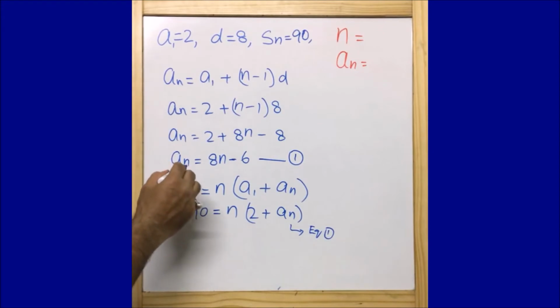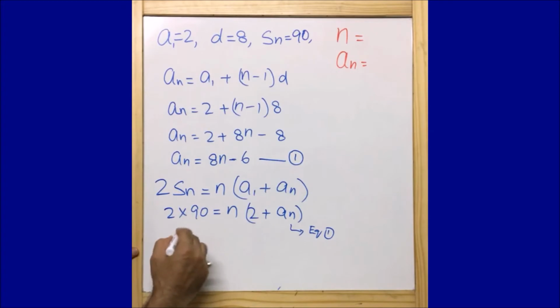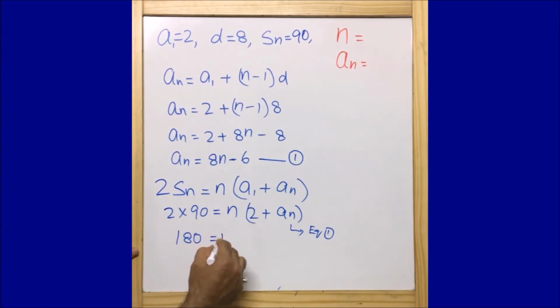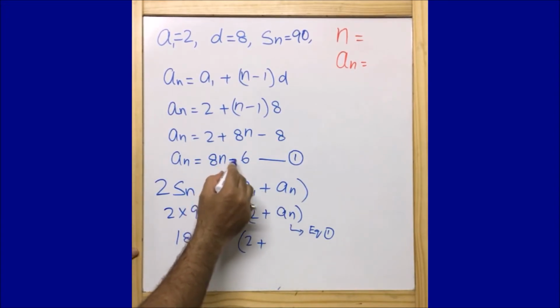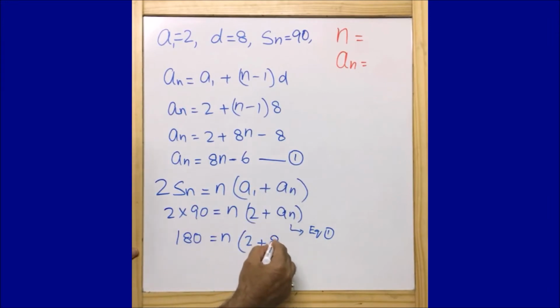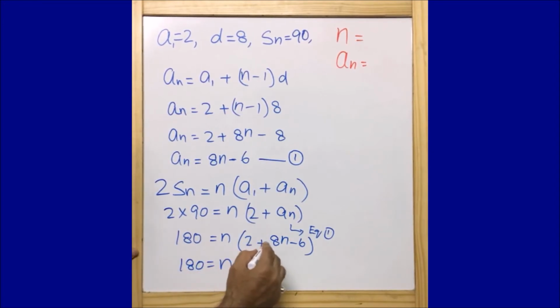In equation 1 we got An is equal to 8N minus 6. So solving, I will write 2 into 90 is 180 is equal to N into 2 plus An, which is 8N minus 6 as per equation 1. So I can write 180 is equal to N into 2 plus 8N minus 6. I can write 8N minus 4.